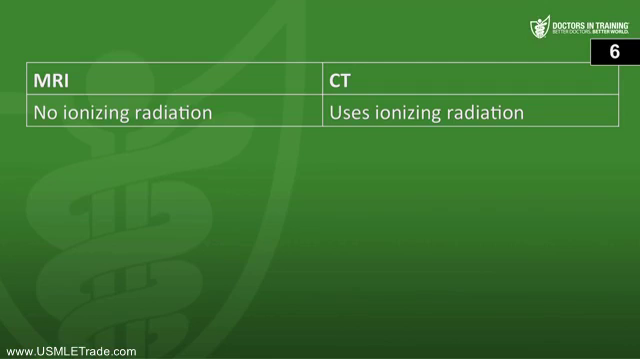Next question, how does MRI differ from CT imaging? So MRI uses no ionizing radiation, but CT does. So kind of just like an X-ray, and we actually try not to do a lot of CTs on pregnant women unless we absolutely have to, because that ionizing radiation is dangerous for developing fetuses.